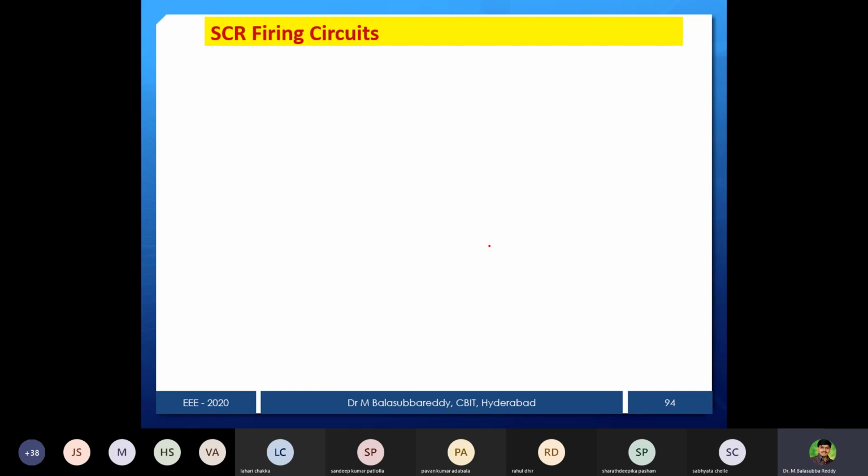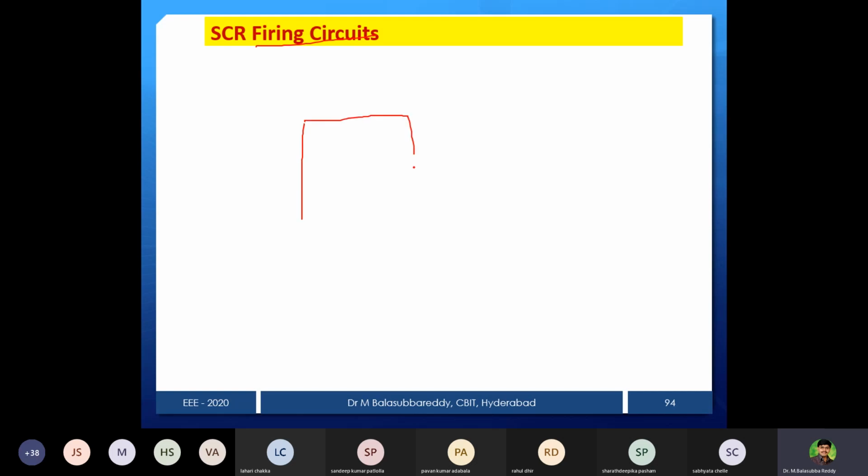So this is one of the important topics: SCR firing circuits, how the device is going to conduct. That means I need to provide a firing pulse to fire the SCR. At what instant is it going to fire? That instant is the firing angle. The instant at which the device is going to fire, we call it the firing angle or delay angle. For the angle to be changed, we require an additional circuit. That circuit we call a firing circuit or triggering circuit.